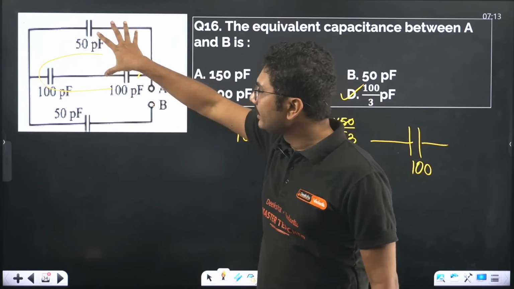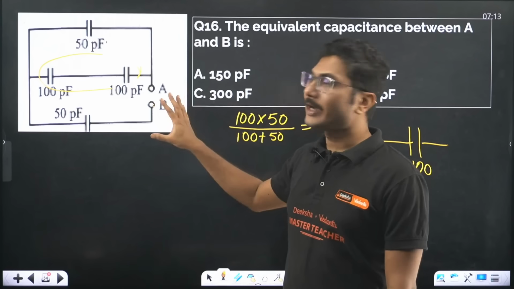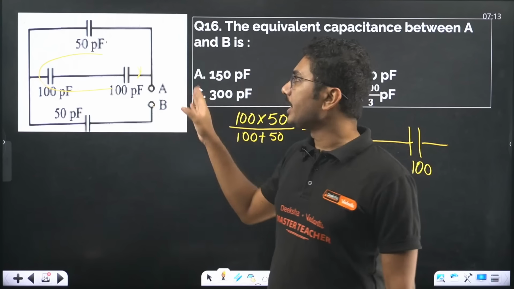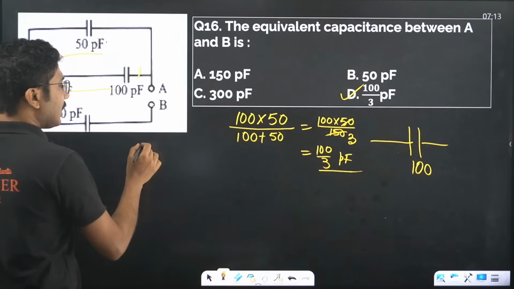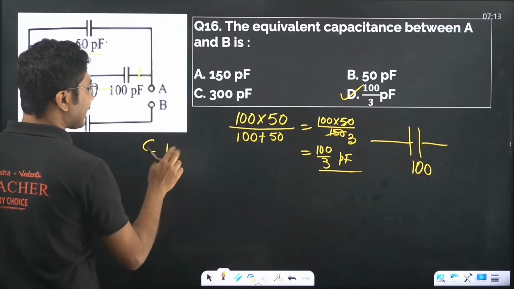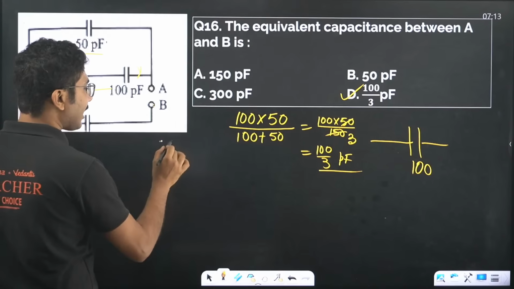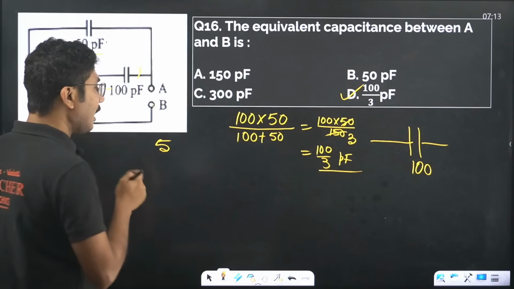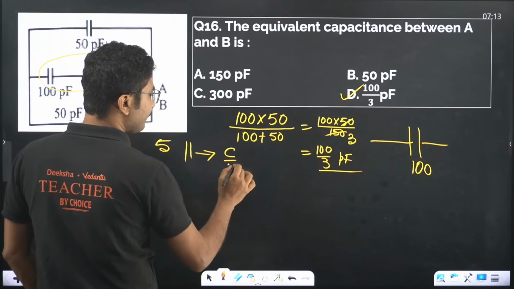Okay, and then this entire system is in series. So identify that and do not make a mistake in the circuit. Also, one important tip: if equal capacitances are connected in parallel, say 5 equal capacitors connected in parallel, then the equivalent capacitance will be 5C.